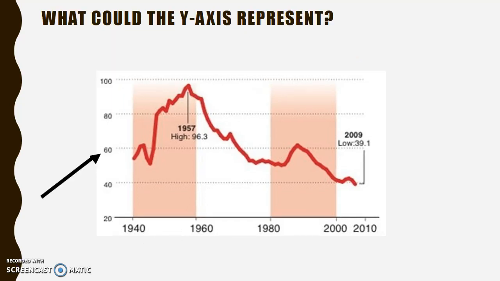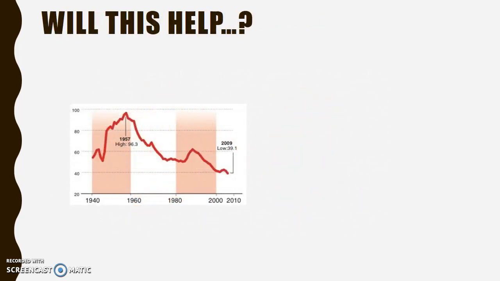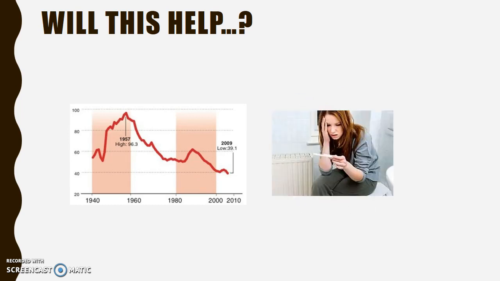What if I now give you the y-axis? Now that you have a little bit more information, you can probably start to make some better guesses. But still, probably not enough information to tell us what this graph is actually about. What if I also gave you this picture? Now do you have any better guesses?